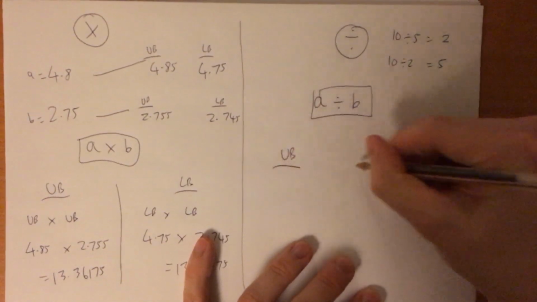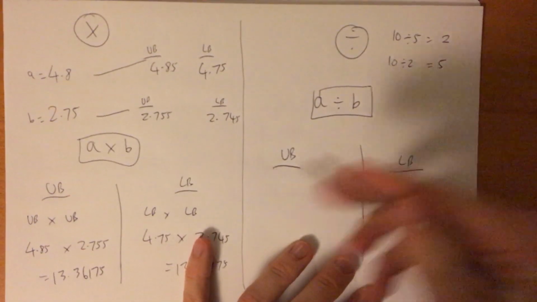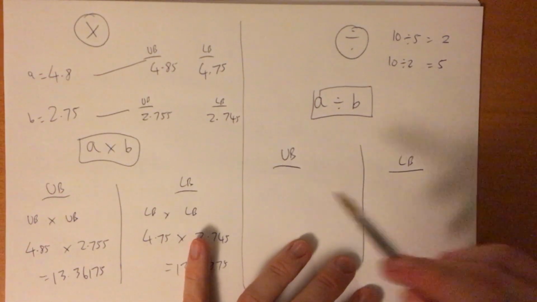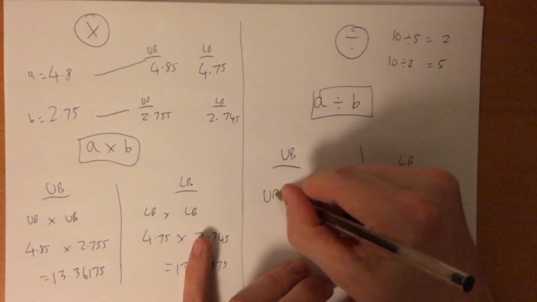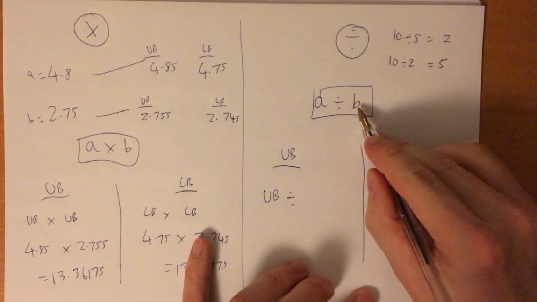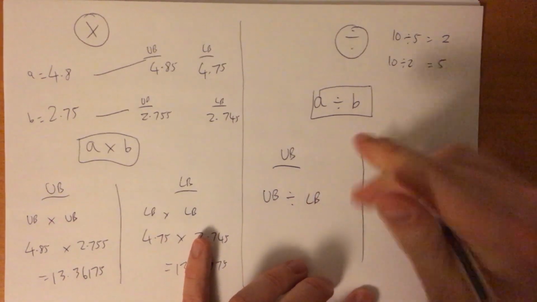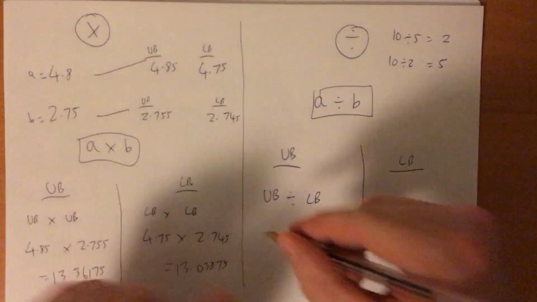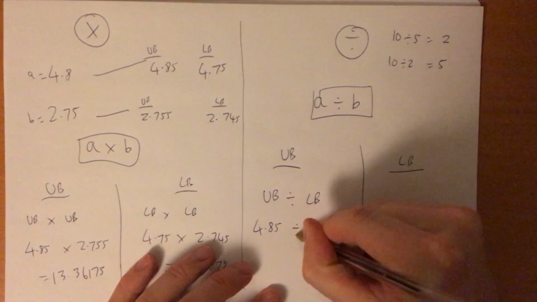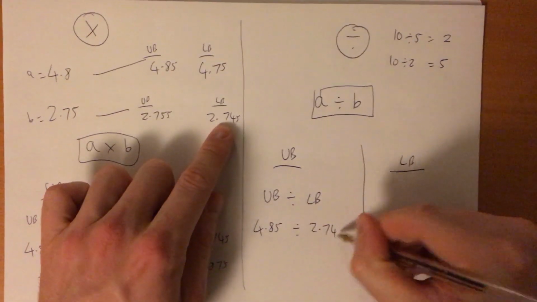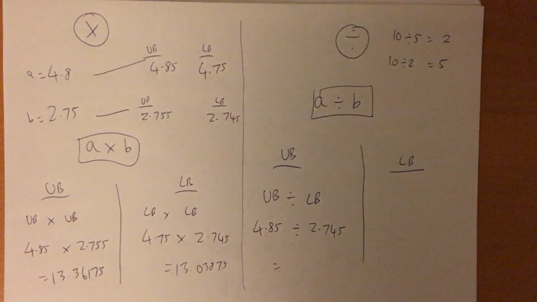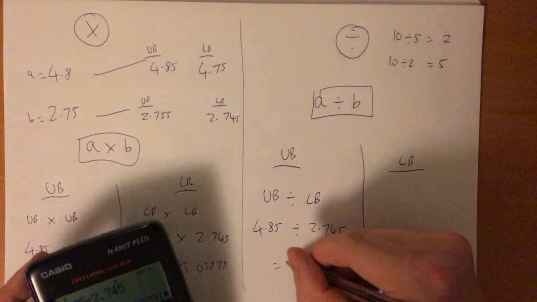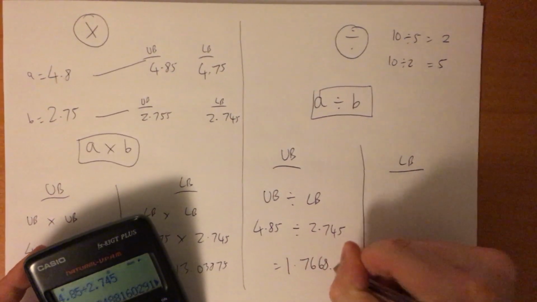to get my upper bound answer and my lower bound answer, it's not as easy as it is for adding and multiplying. Upper bound, I'd want the biggest version of A I can get and divide it by the smallest version of B, because that would give me the most amount of times it can fit in. So the upper bound, as we said here, was 4.85, and the lower bound of that was 2.745. So therefore, 4.85 divided by 2.745 is a ridiculous number, 1.7668. We'll go for that.